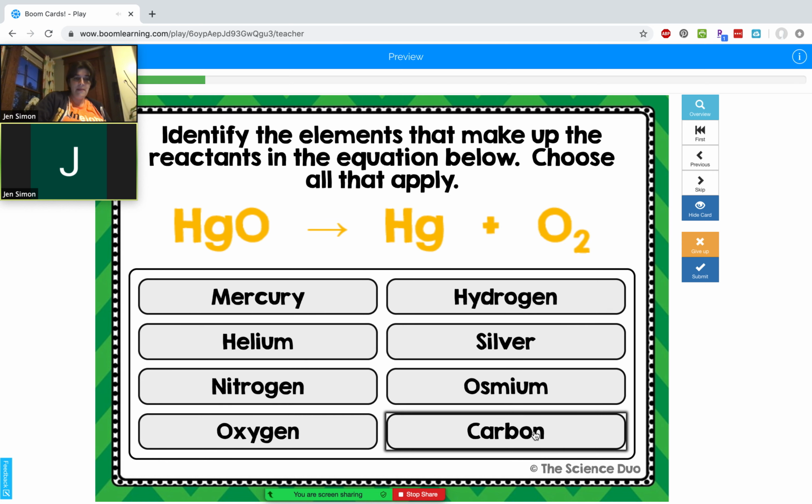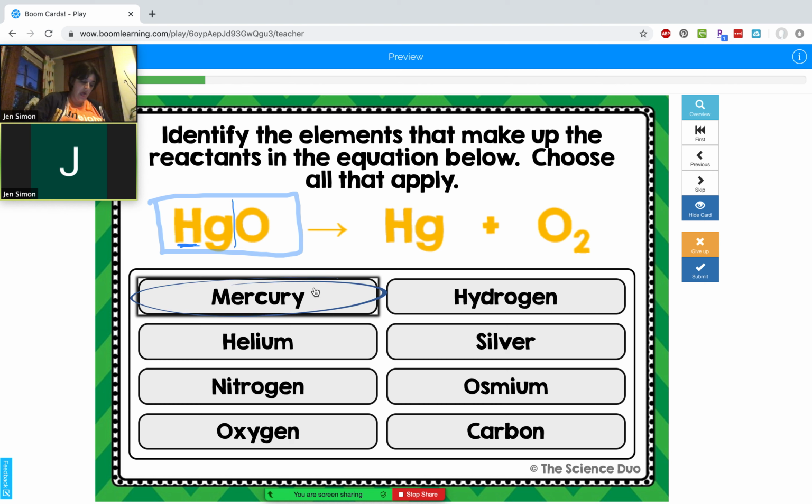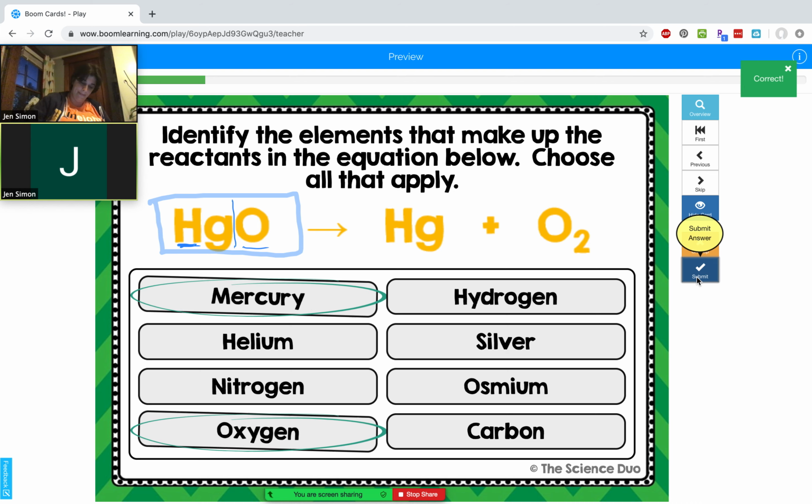Identify the elements that make up the reactants in this equation below. So our reactants are over here on the left-hand side. So Hg, remember that we're looking at each capital letter on its own. So that H and G go together here. Hg stands for mercury. And then O stands for oxygen. And let's check that.